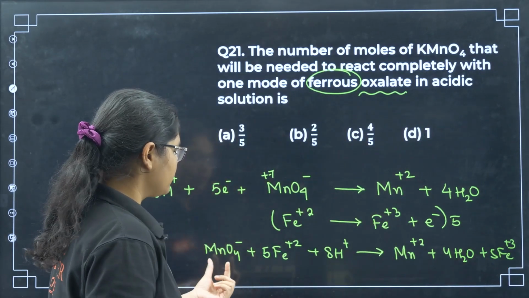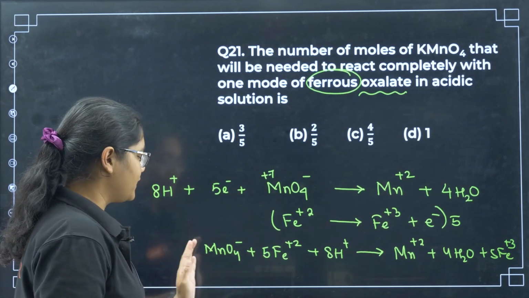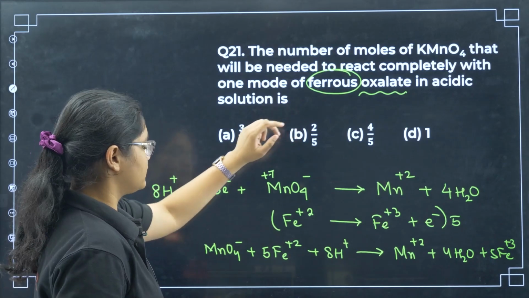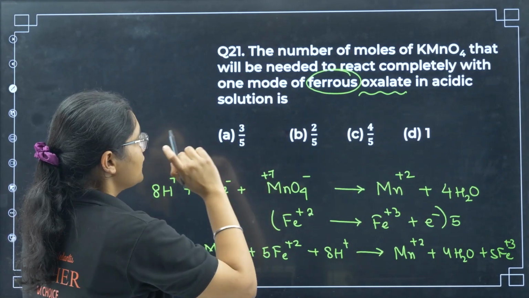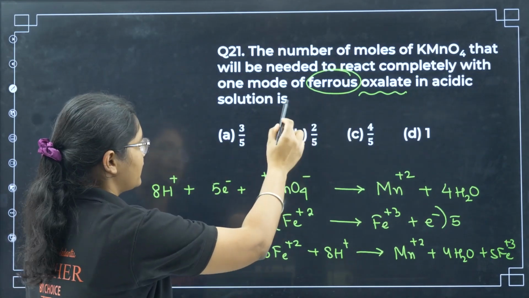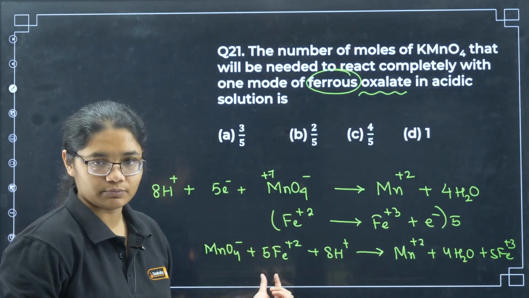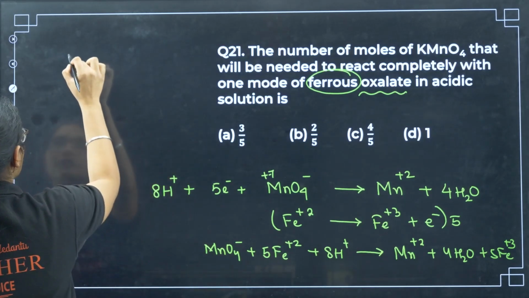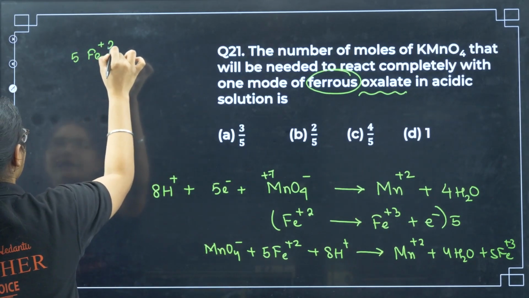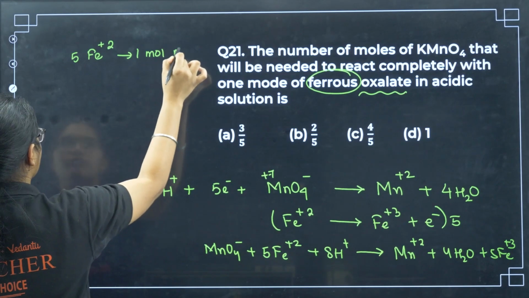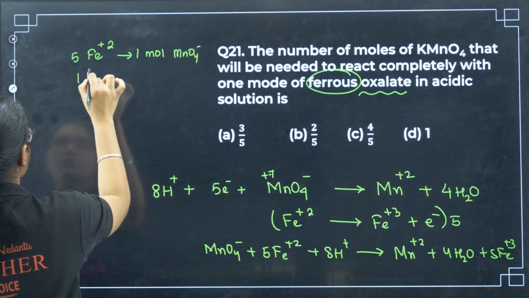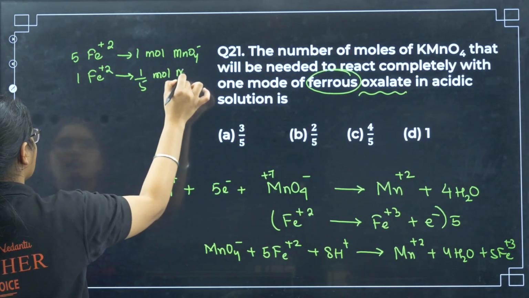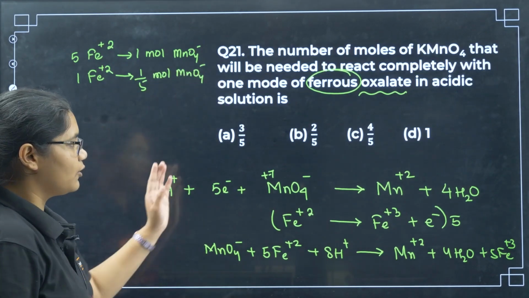Okay, now according to this equation I can say that 1 MnO4- reacts with 5 Fe2+. So I have to find out the number of moles of KMnO4 that will react completely with 1 mole of Fe2+. So for 5 moles of Fe2+, I have 1 mole of MnO4-. Then for 1 mole of Fe2+, it will be 1 by 5 moles of MnO4-, right? But that is not there in the options.